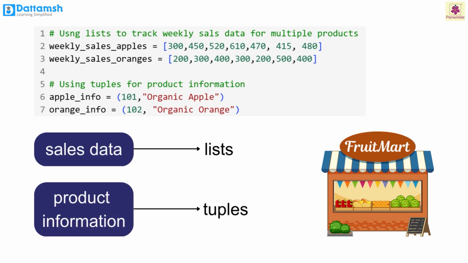Let's consider Fruit Mart needs to analyze sales data for multiple products over a week and also keep track of product information that remains unchanged. They could use a list of sales data and tuples for product information.